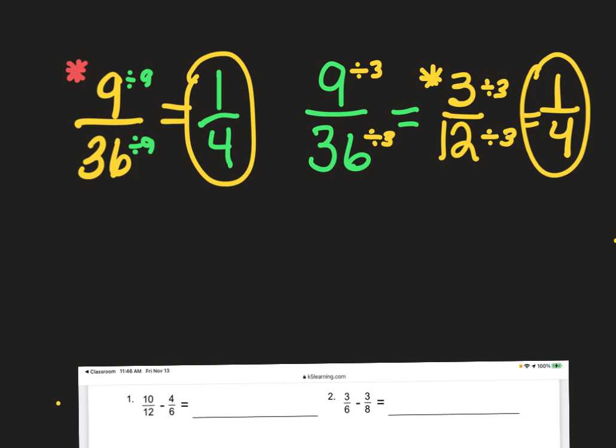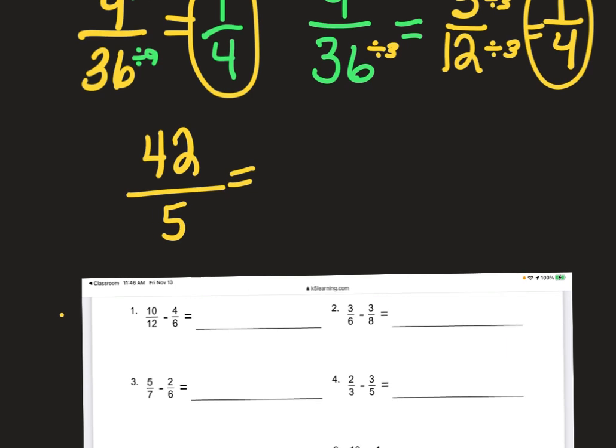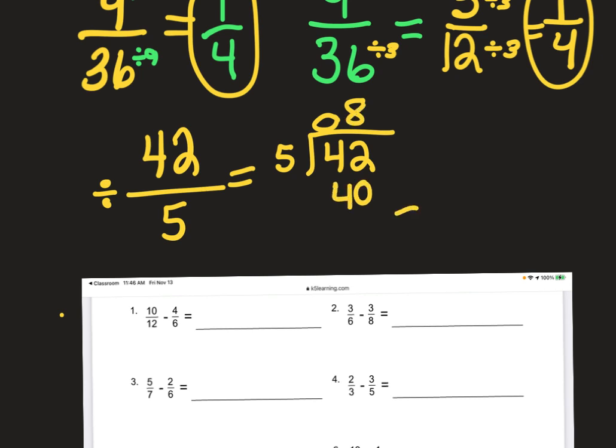Let's try an improper fraction now. If I have 42 over 5, I immediately notice that it's an improper fraction because the larger number is on top. So I must simplify. Remember, this line means to divide, so I come over to the side and I say 42 divided by 5. 5 will not go into 4, but 5 will go into 42 8 times. 8 times 5 is 40. I subtract and get a remainder of 2.